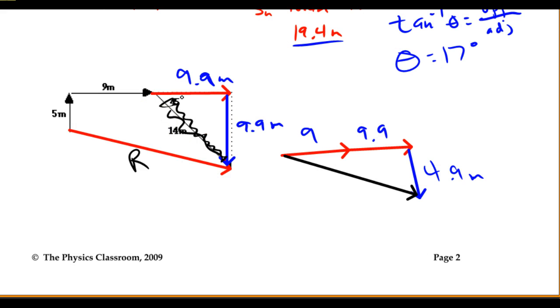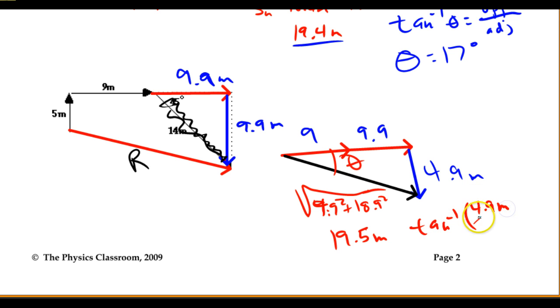And again, I want to figure out the value of the resultant, so it would be the square root of 4.9 squared, and then 9 plus 9.9 is 18.9 squared. 4.9 squared plus 18.9 squared. We're looking at 19.5. That's in meters. And then theta is going to be the inverse tangent of 4.9, that's the opposite side, divided by 18.9. Meters cancel out. Second function, inverse tangent of 4.9 divided by 18.9. And we're looking at about 14.5 degrees.